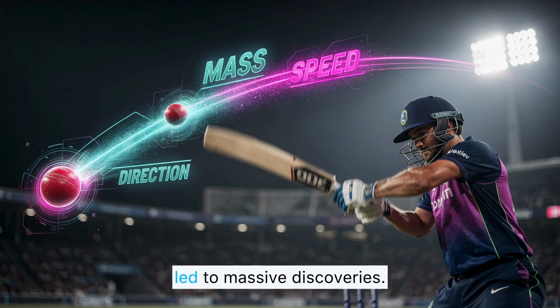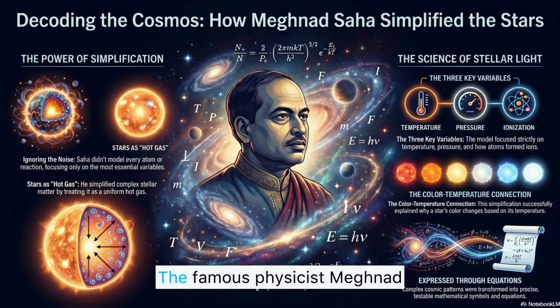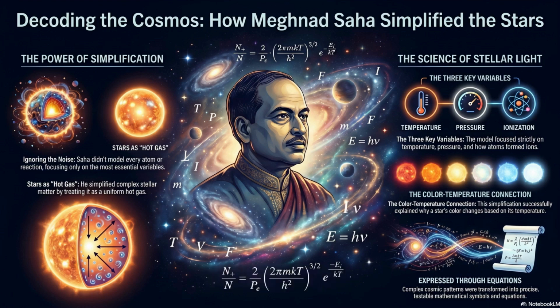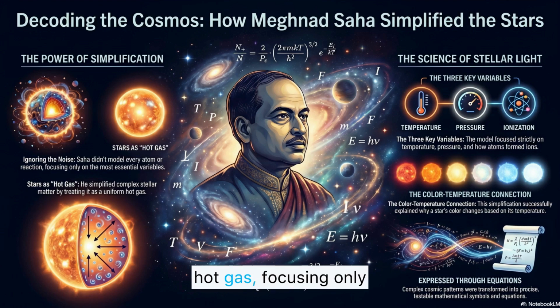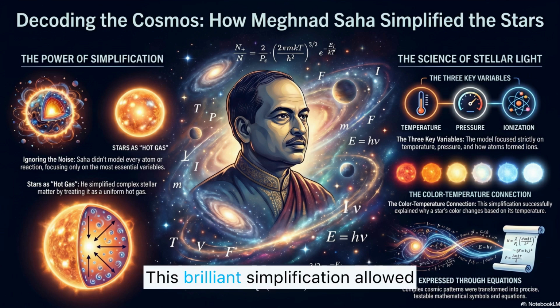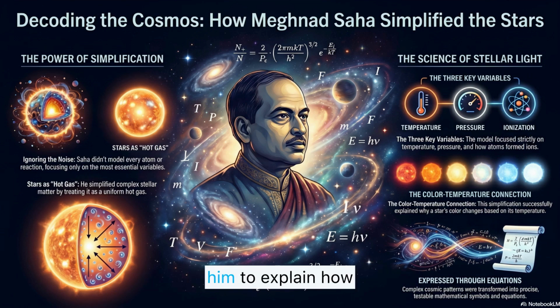This method has led to massive discoveries. The famous physicist Meghnad Saha simplified the complex structure of stars. Did he model every single atom? No, he simplified the star into a model of hot gas, focusing only on temperature, pressure, and ion formation. This brilliant simplification allowed him to explain how a star's color is connected to its temperature.